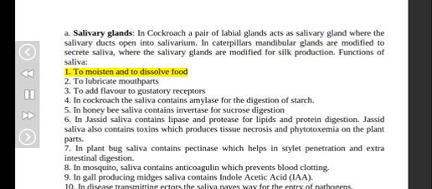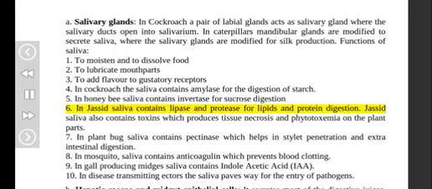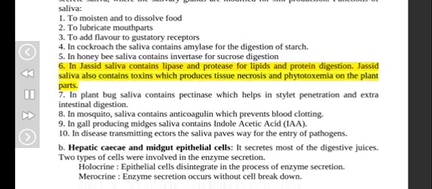Functions of saliva. 1. To moisten and to dissolve food. 2. To lubricate mouthparts. 3. To add flavor to gustatory receptors. 4. In cockroach, the saliva contains amylase for the digestion of starch. 5. In honeybee, saliva contains invertase for sucrose digestion. 6. In jassid, saliva contains lipase and protease for lipid and protein digestion. Jassid saliva also contains toxins which produce tissue necrosis and phytotoxemia on the plant parts.